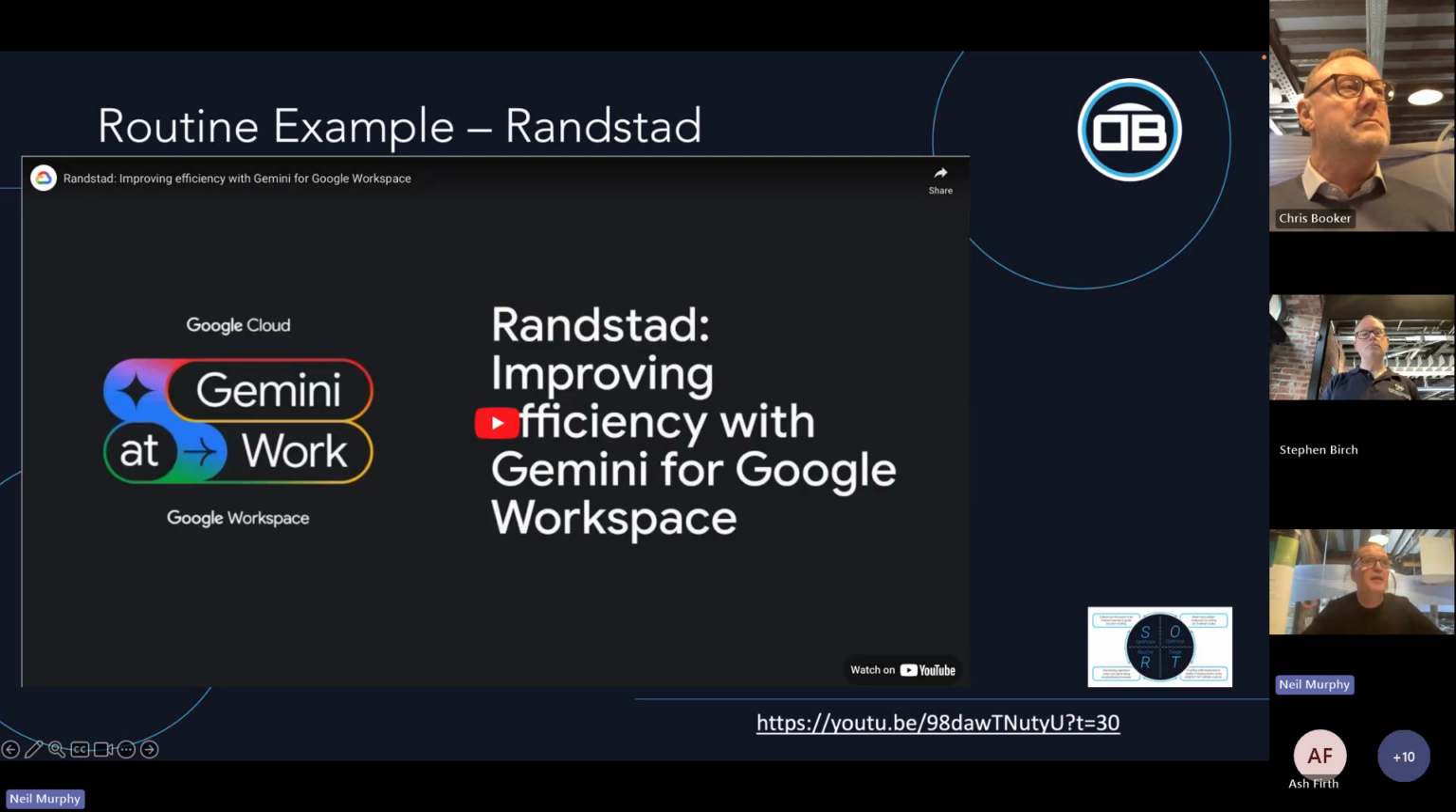This is a nice example here from Randstad, again in terms of routine. And again, I guess in this case, you can talk about the recruitment process, but it's also leveraging the ability to support multiple languages and translate things in real time. So let me show you this one. Again, this is from Google. It's a Google example of how they're using some of that tech.